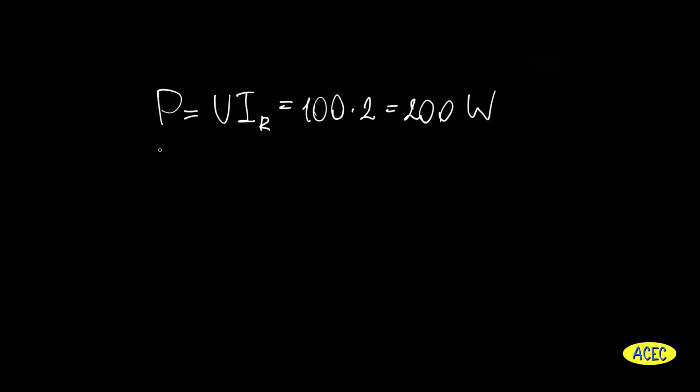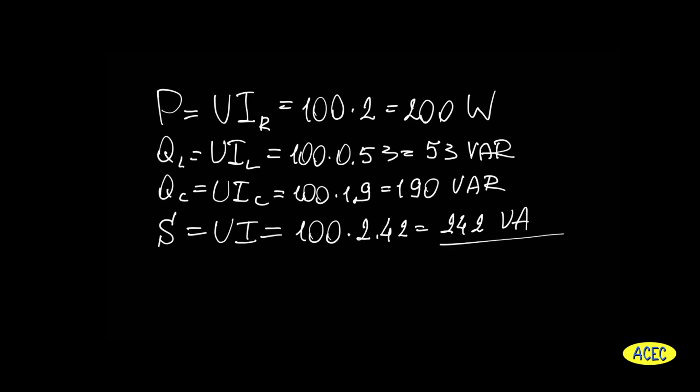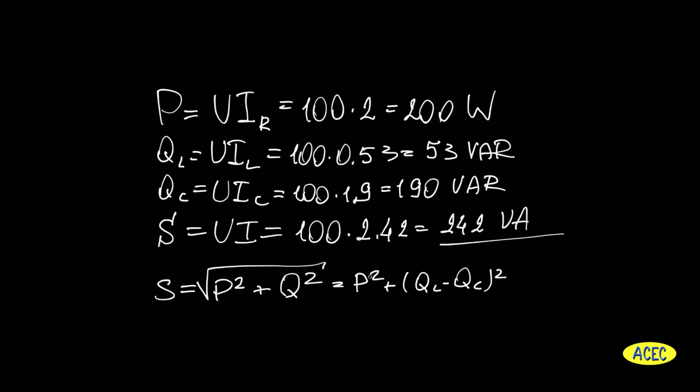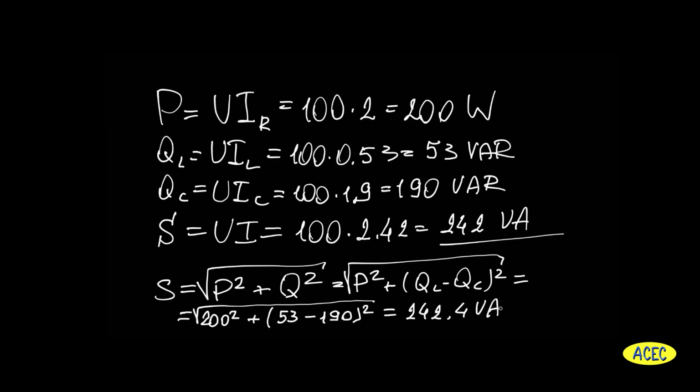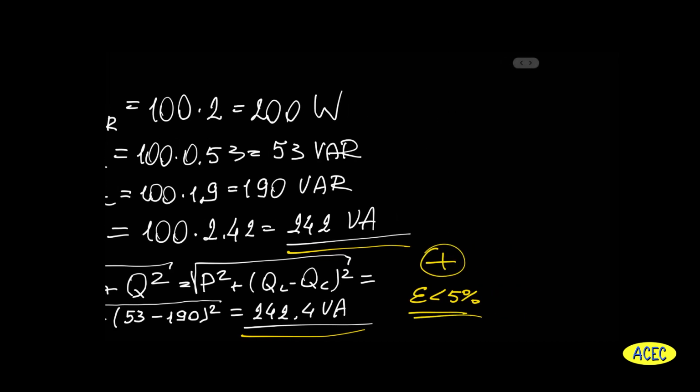Next, we will find all powers: active power, reactive powers, and total power of the circuit. Then we will conclude with a power balance to prove that we made all calculations properly. As you can see, we obtained a relative error of less than 5%. It means we calculated everything properly. And the last, we need to build the vector diagram.